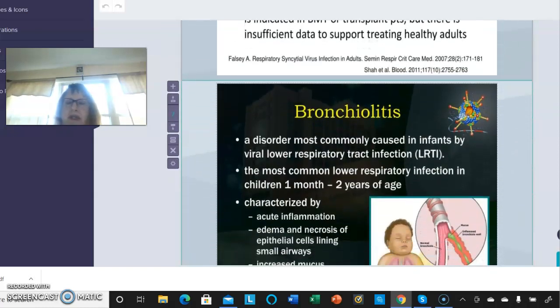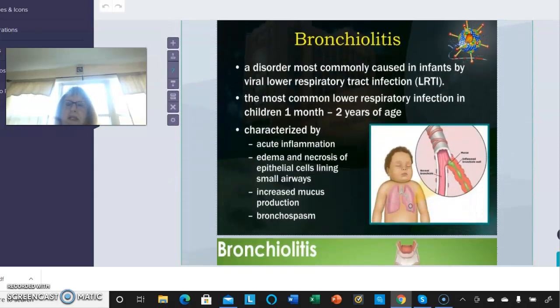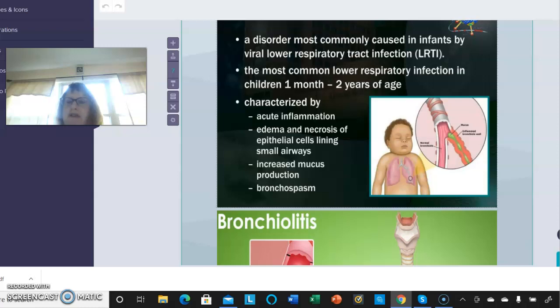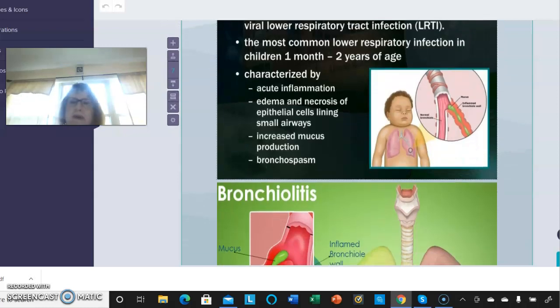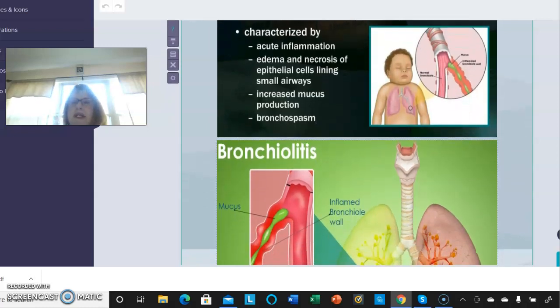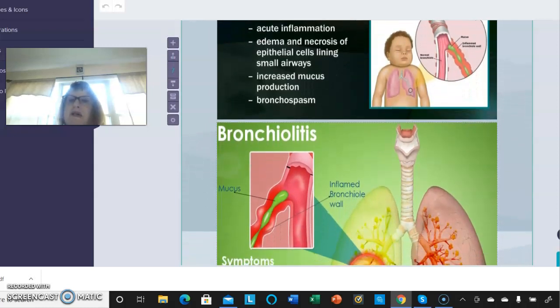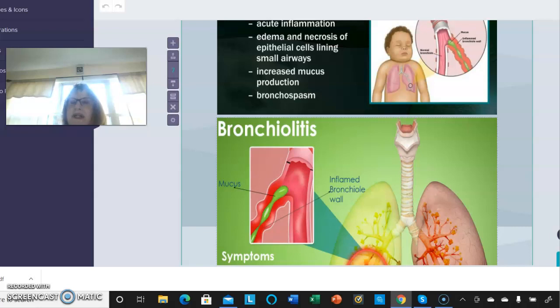The next illness that we're going to talk about is bronchiolitis. Bronchiolitis is a disorder most commonly caused in infants by a viral lower respiratory tract infection. The most common lower respiratory tract infection in children from 1 month to 2 years is bronchiolitis, and is characterized by acute inflammation, edema, and necrosis of the epithelial cells lining the small airways, increased mucus production, and bronchospasm.